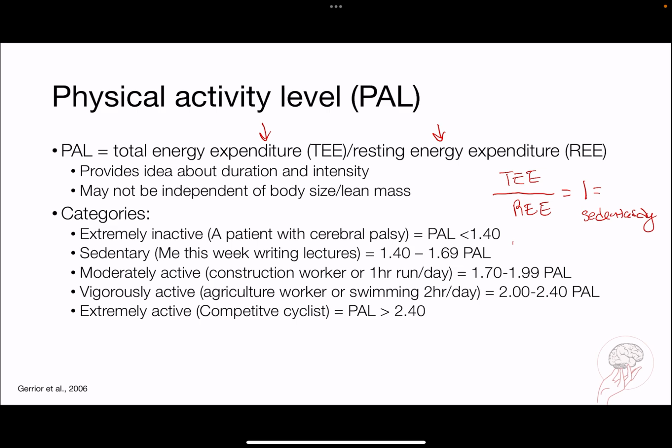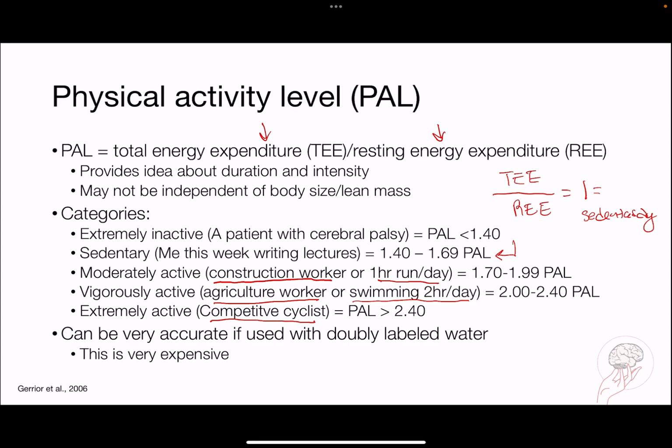Then, me this week writing lectures, sedentary. Moderately active, this is a construction worker, or a 1-hour run per day. Vigorously active, an agricultural worker, or swimming for 2 hours per day. And extremely active, this would be someone like a competitive cyclist. Think Lance Armstrong.